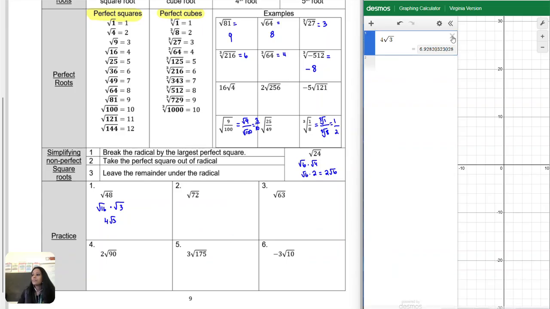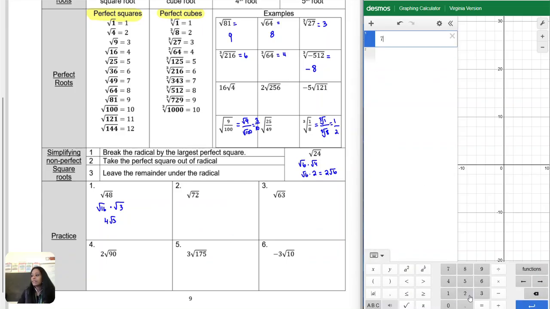I'll do one more for 72. So 72 divided by 81 is already too big. Like 64, nope, 36.